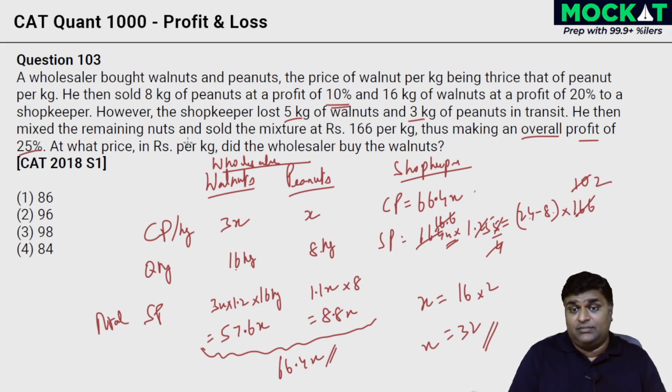At what price, in rupees per kg, did the wholesaler buy the walnuts? The wholesaler bought the walnuts at a CP of 3x per kg, right? If x is 32, 3x is 3 times this, which is going to be 96. Option 2 becomes the answer here.